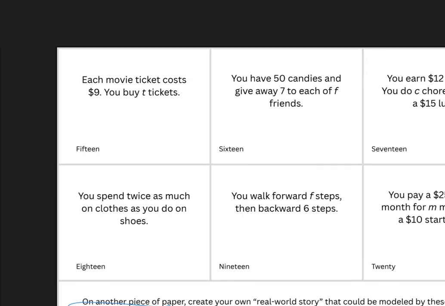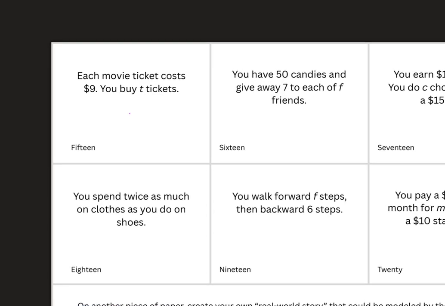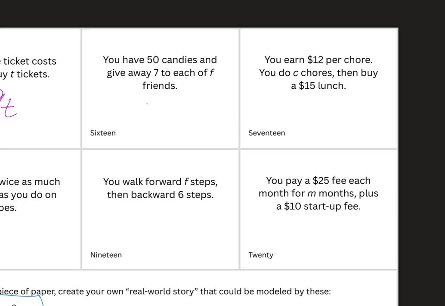Each movie ticket costs $9. You buy 9 tickets, 9T. You have 50 candies, and you give away 7 to each of 5 friends.